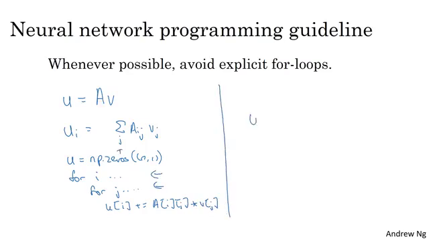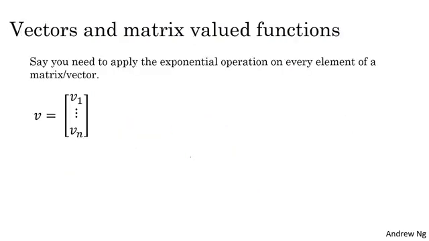The vectorized implementation would be to say u equals np.dot(A, v). The vectorized version on the right now eliminates two different for loops and it's going to be way faster. Let's go through one more example.